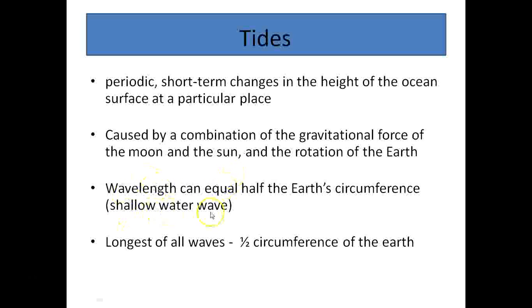The wavelength of tide waves can equal half the Earth's circumference, so it is a shallow water wave. It can never be a deep water wave because, if you remember, deep water waves are called that because they are more than half their wavelength deep. So that's just not possible on the Earth. The deepest part around the Earth, again, is 11 kilometers, so it's just not possible. So they're always feeling the pull of the ocean floor underneath.